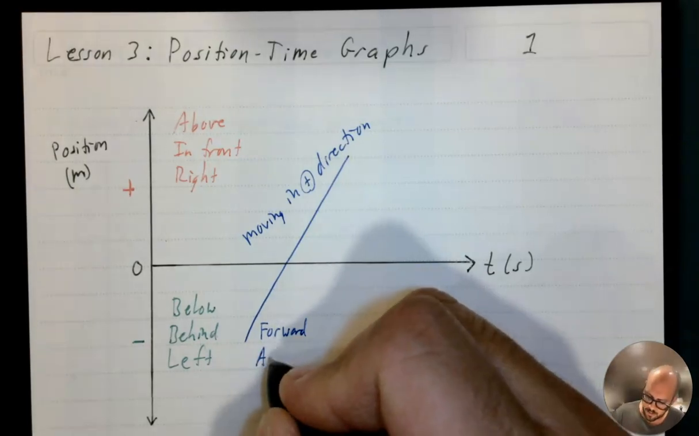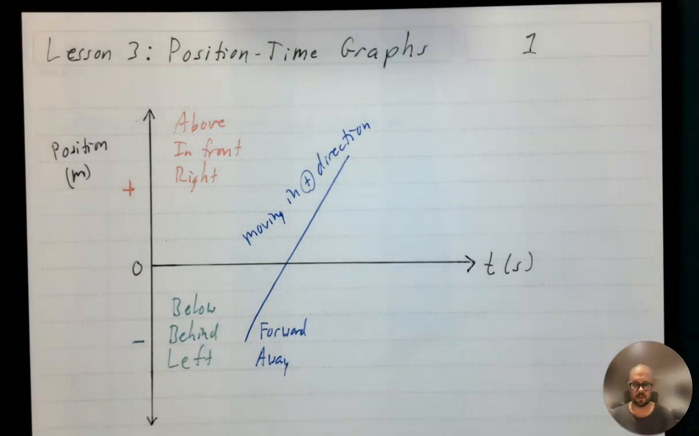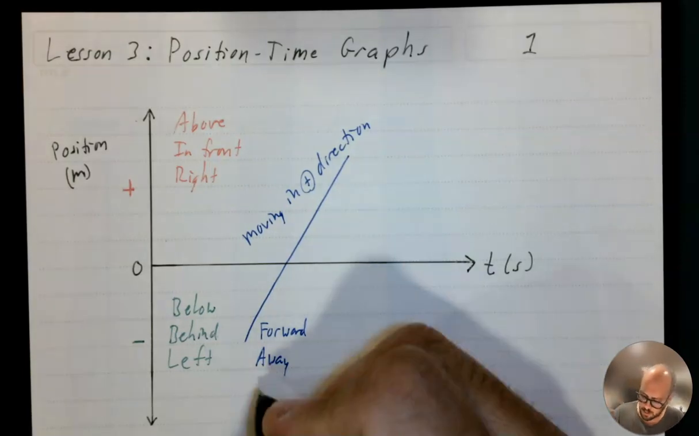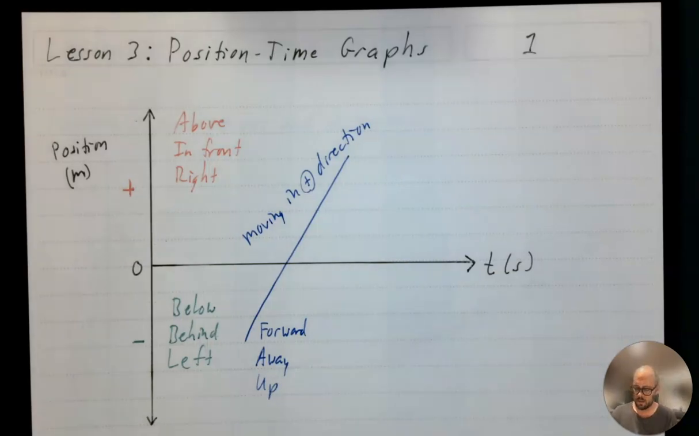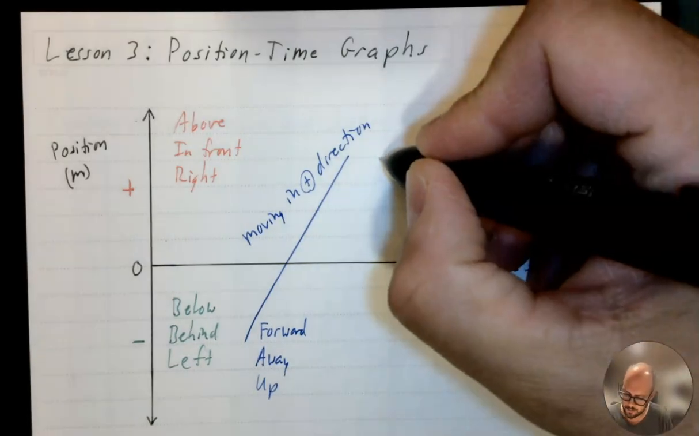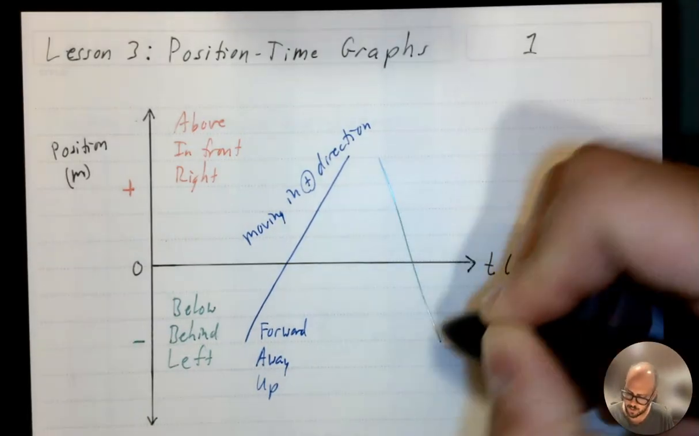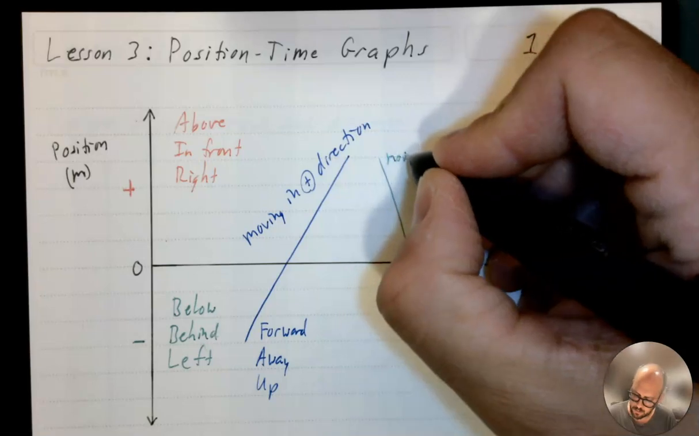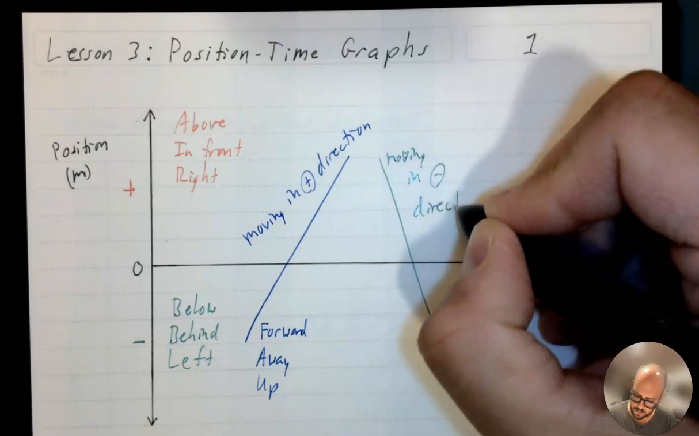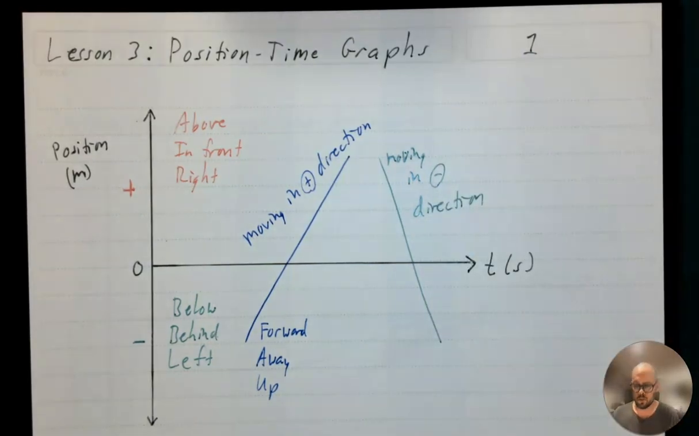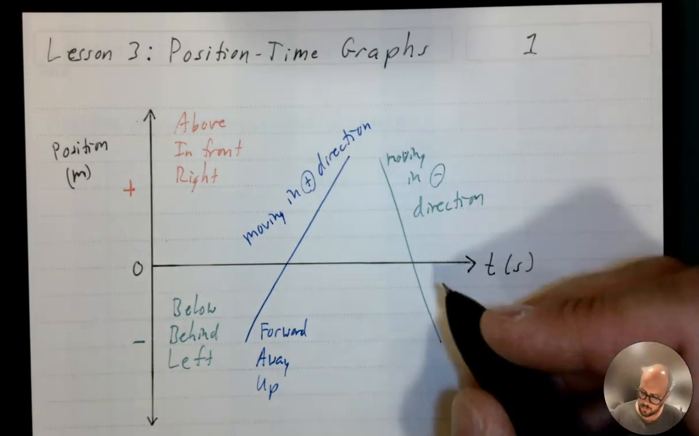We're going to actually use motion detectors a lot in class. And moving away from the motion detector is going to give you a more positive position, moving in the positive direction. And you can also say moving up, if something is moving vertically. And the last piece is, again, if it's moving in the opposite direction, we have words for that. So this shaped line would be moving in the negative direction. And so the words we would use would be the opposites of these, right?